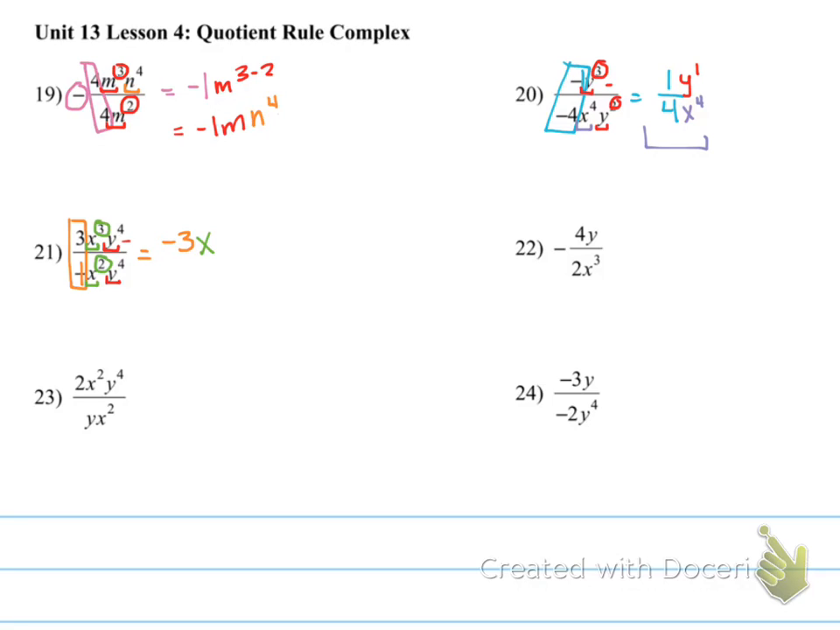4 minus 4 gets me 0, and anytime you have 0, it's gone forever. So my y's are gone. And my final answer is -3x.